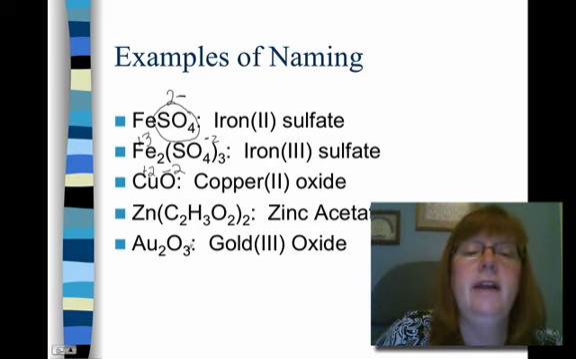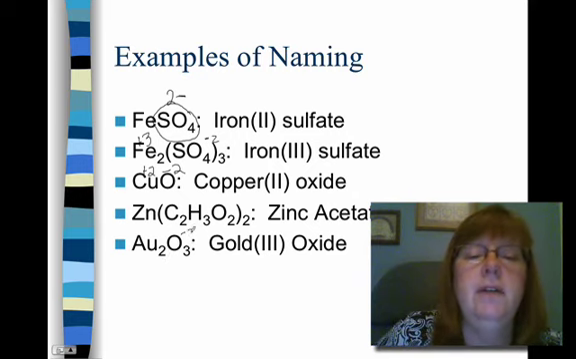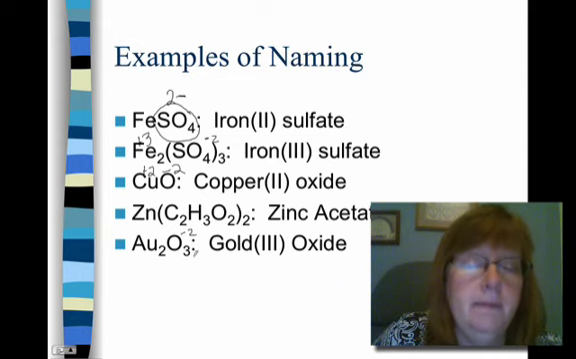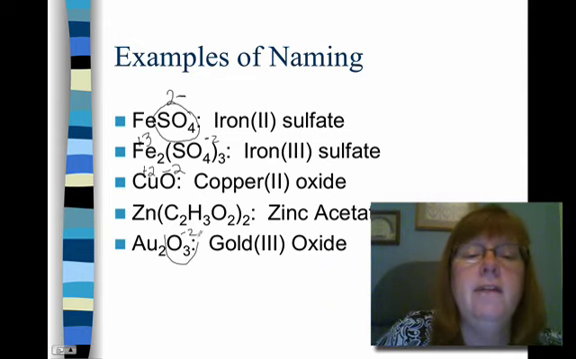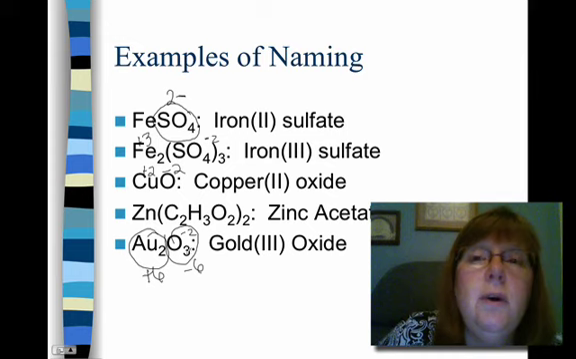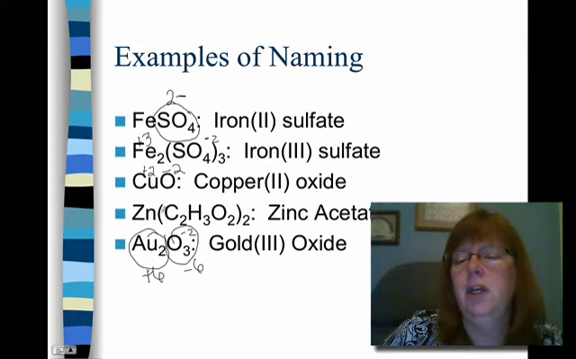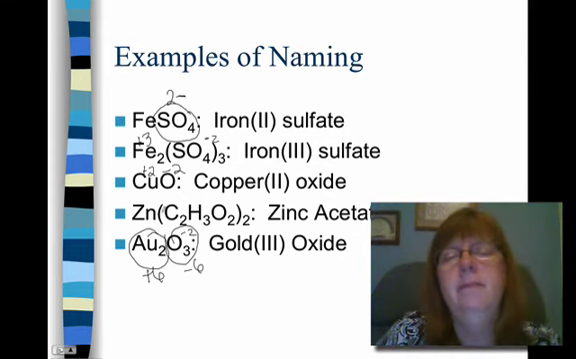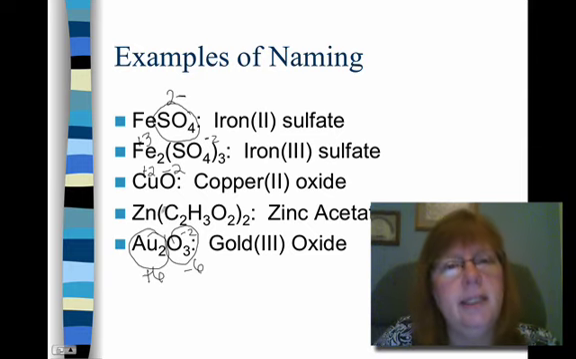All right, again, oxygen is -2, and we have 3 of them. And so this whole negative charge is -6. So what must the total positive charge be? A +6. So each gold would have a +3 charge. So gold 3 oxide. We're really going to practice this in class.